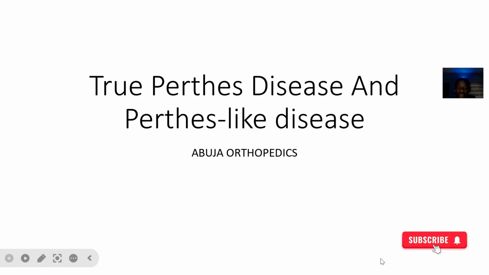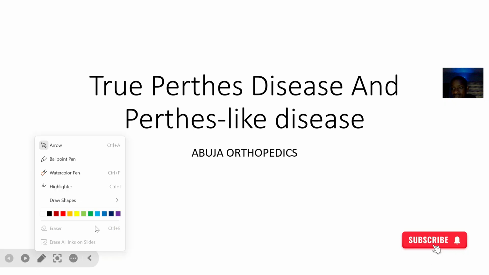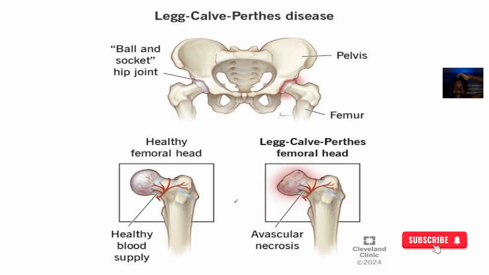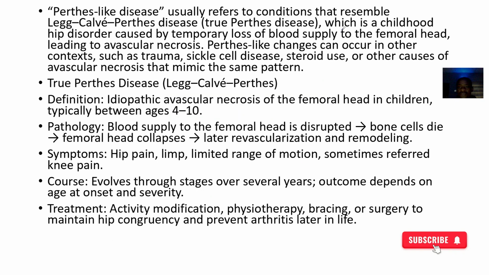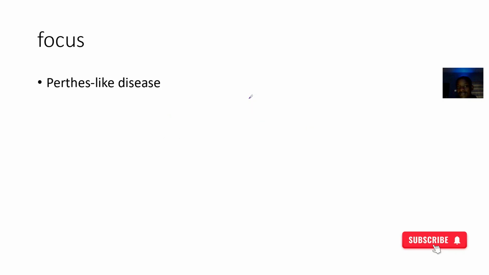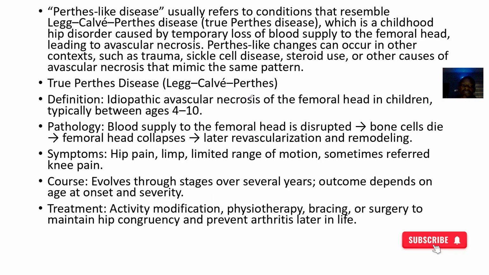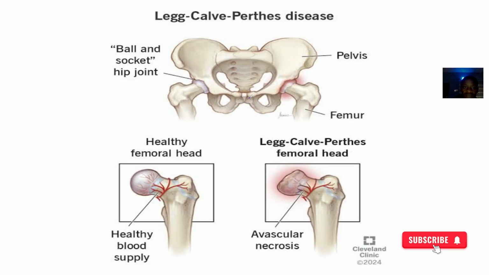Okay, true Perthes disease. Some people call it Perthes. Okay, I don't know, but it's like that. So the true one is also known as Legg-Calvé-Perthes disease. So Perthes disease usually refers to a condition that resembles Legg-Calvé-Perthes disease, which is a childhood condition. So if you're now saying Perthes-like, it's a disease that looks like the Perthes condition, but not classically like it. You understand? So let's have it. The true Perthes disease, which is also known as Legg-Calvé-Perthes disease, is here.